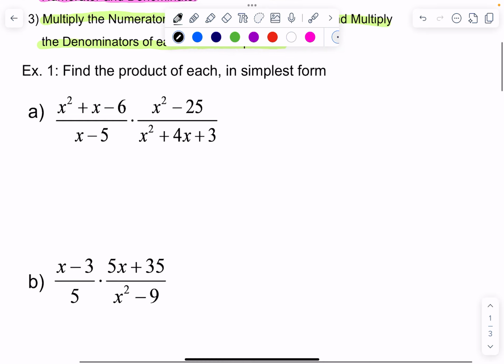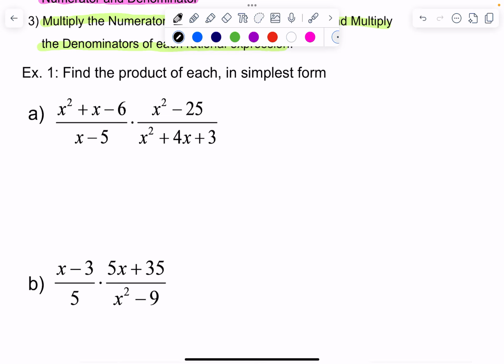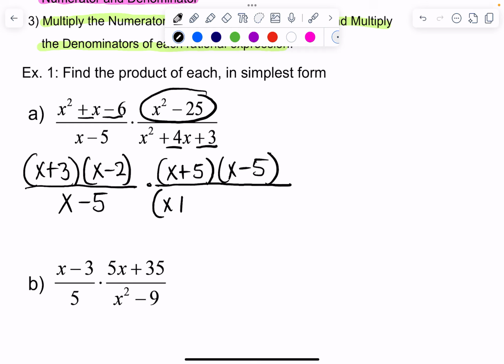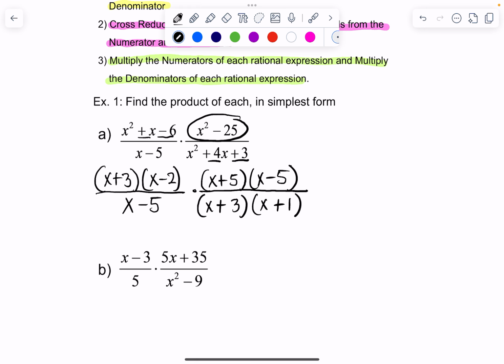Number one, let's factor the numerators here. What times what is negative 6, but when added together is positive 1? That's x plus 3 times x minus 2, divided by x minus 5, times, over here we've got a difference of squares, so that's x plus 5 times x minus 5. And down in the denominator, what times what is positive 3, but when added together is positive 4? x plus 3 times x plus 1. So we have factored out the numerators and denominators.